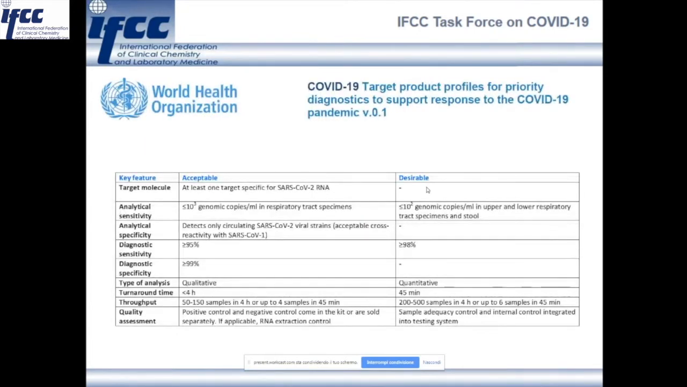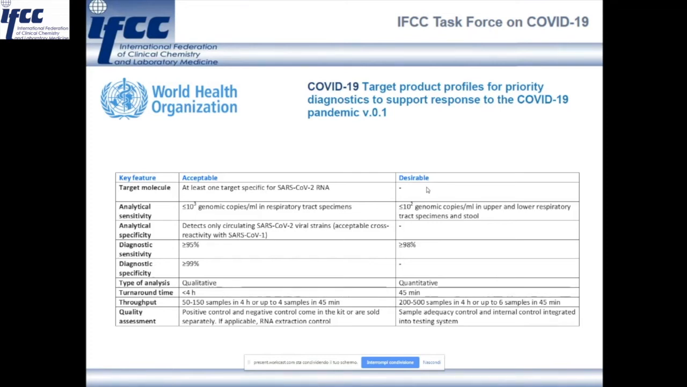The World Health Organization has also endorsed some technical and clinical recommendations for diagnosing ongoing SARS-CoV-2 infection by means of molecular testing, whose main aspects are summarized in this table. Basically, the assay shall target at least one specific SARS-CoV-2 gene. The analytical sensitivity shall be equal or lower than 1,000 genomic copies per ml in respiratory tract specimens, but preferably equal or lower than 100 genomic copies per ml in upper and lower respiratory tract specimens and stool. The analytical specificity shall enable detection of only circulating SARS-CoV-2 viral strains. The diagnostic sensitivity shall be equal or greater than 95%, but preferably equal or greater than 98%.